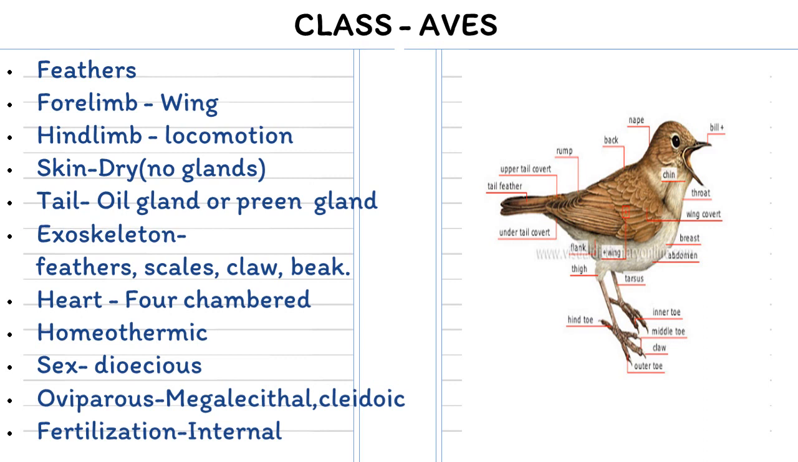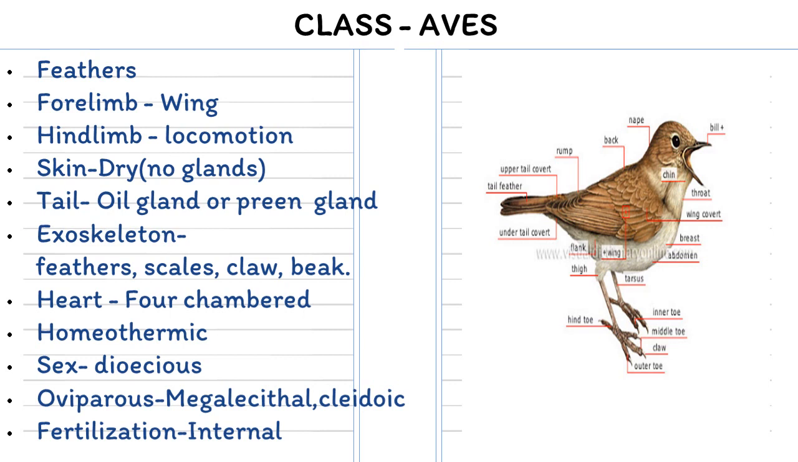But if we watch clearly in this figure, there is only one pair of limbs. Then where is the other limb? Of course, you may know very well, the forelimb is modified as wings, and the hindlimb is useful for locomotion, either walking or swimming, whatever it is, right? Forelimb is modified as wings and the hindlimb is used for locomotion.